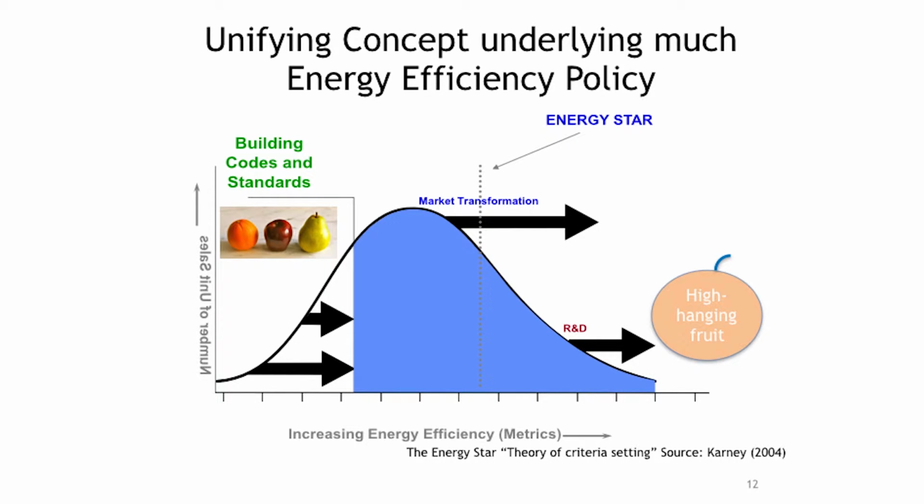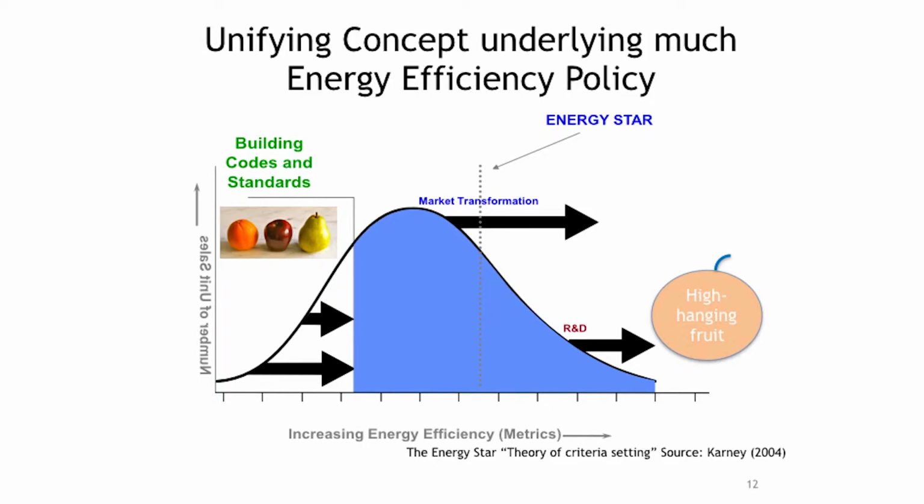So the idea of these things, the building codes and standards, is that they are supposed to cut off the low end of the distribution. And see over there where it says Energy Star, that's supposed to highlight best practices, like the top 25% in terms of what is on the market. And then you have that little one over there for R&D, and that's to try to really push the frontier.